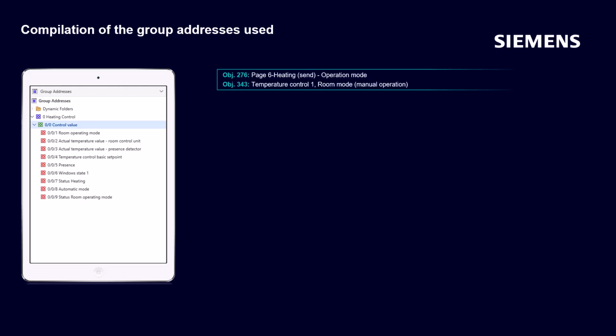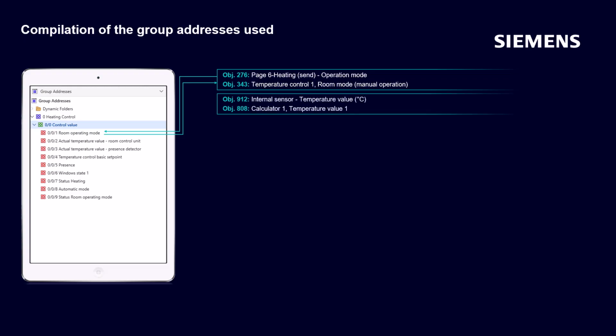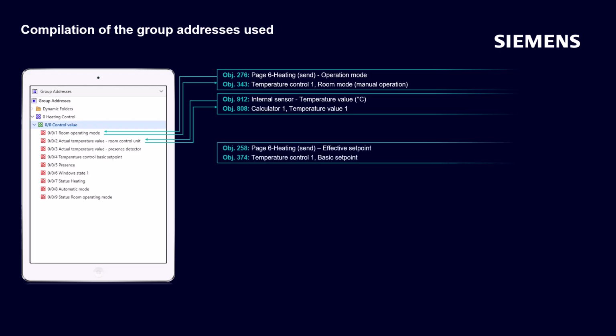Via the group address 001, the room operation mode set on the TC5 room control unit is transferred to the controller of the thermal drive actuator. The actual temperature measured at the TC5 room control unit is transferred to the calculator of the thermal drive actuator via group address 002. The set point set on the TC5 room control unit is transferred to the thermal drive actuator controller via group address 004.